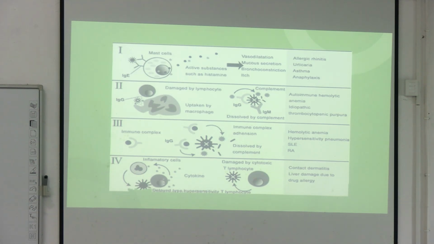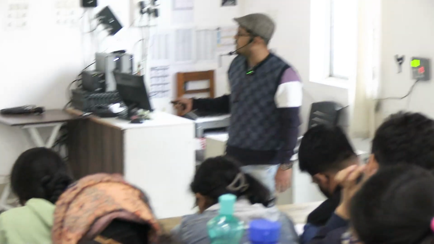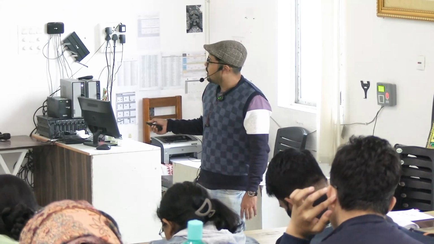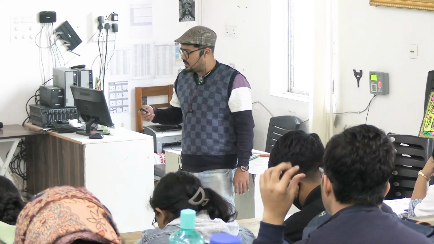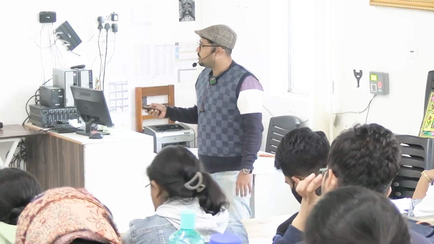Okay, and next is type 4 hypersensitivity, cell mediated, by release of cytokines, damage by cytotoxic T lymphocytes. Okay, contact dermatitis or tuberculin test or Mantoux test. Okay, very common. Liver damage due to drug allergy. So these are the basic cellular and vascular mechanisms of 4 types of hypersensitivity.